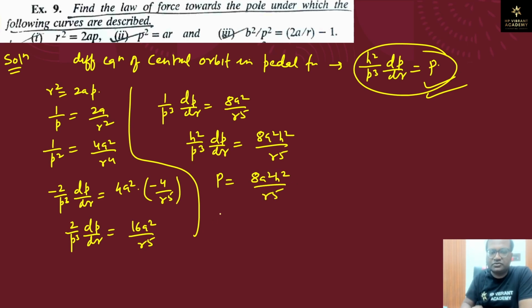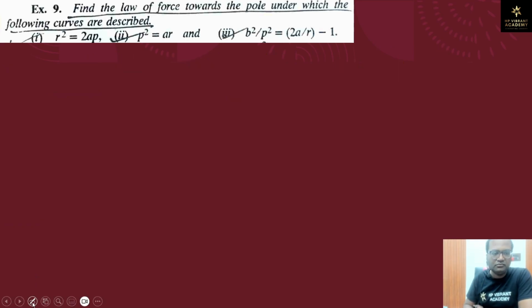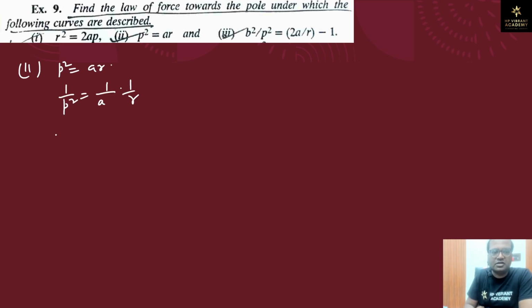So we have the law of forces: P is inversely proportional to r^5, that is fifth power of the distance of the point from pole. Okay. So let us discuss second part. We have the second part as p square is equal to ar. So from here we have 1 upon p square is equal to 1 upon a into 1 upon r. So we have minus 2 upon p cube into differentiating this with respect to r, this is dp upon dr.